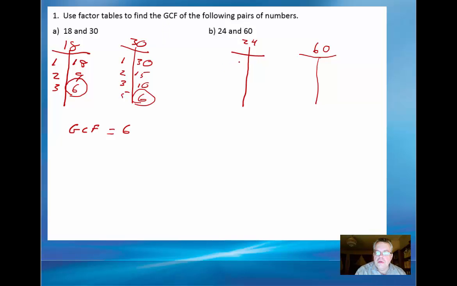Let's do these two, 24 and 60. So it's 1 times 24. 2 goes into it, 2 and 12. 3 goes into 24, 3 and 8. 4 does, 4 and 6. 5 doesn't, and we're kind of done.